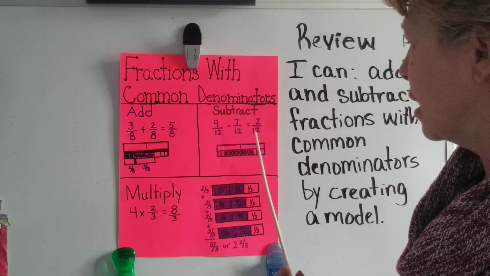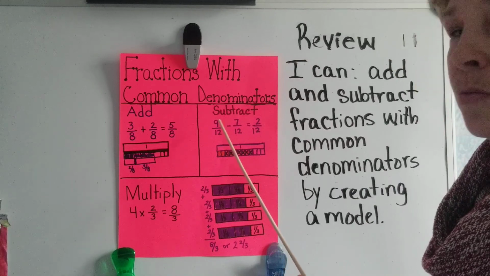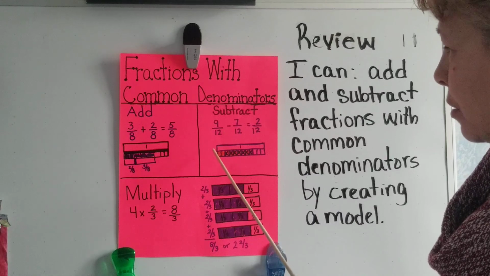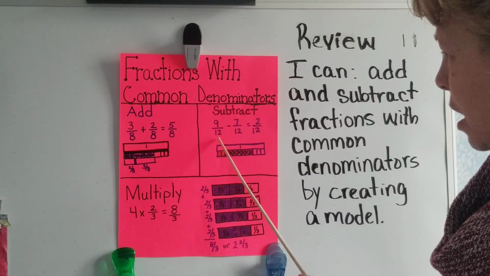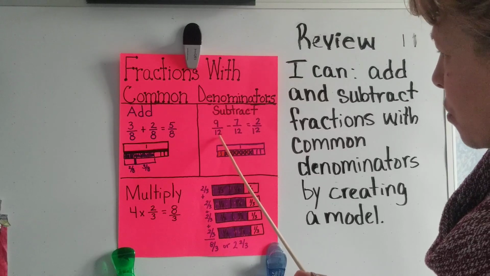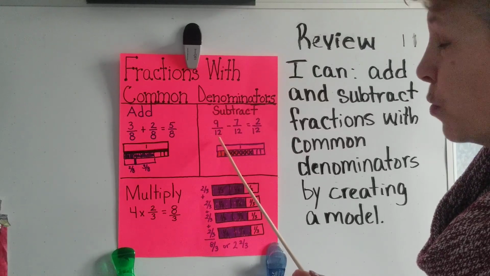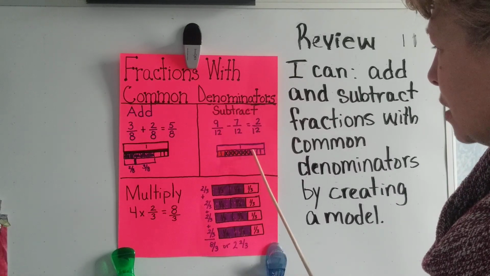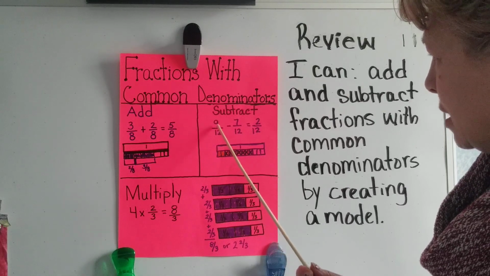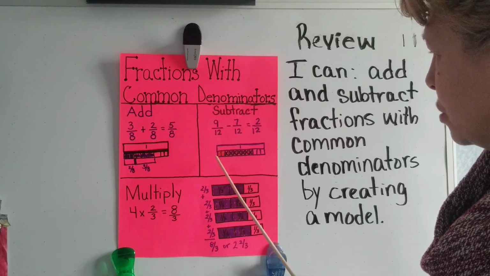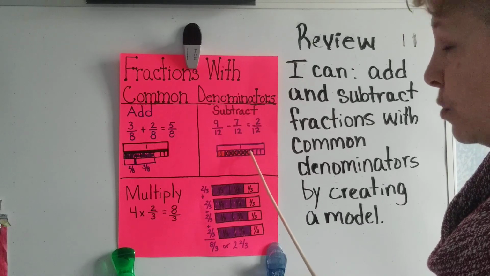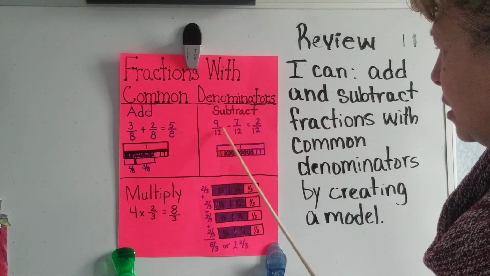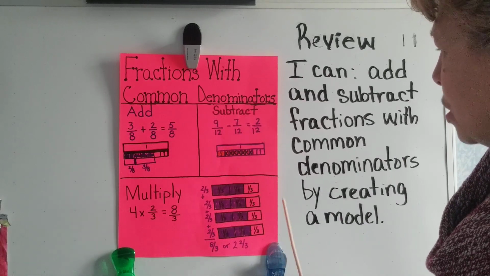And I get 2/8 plus 3/8 equals 5/8. Now when we subtract fractions with common denominators, we subtract the numerators but keep the denominator. So in my model, I created a whole. I looked at my denominator. I see that they are 1/12 parts, and I need 12 1/12 parts in order to make a whole. So I made 12 1/12 parts in my model, and I see that I have 9 12ths, so I colored in 9 of those 1/12 parts, and I subtracted 7 of those 1/12 parts. So 9/12 minus 7/12 equals 2/12.